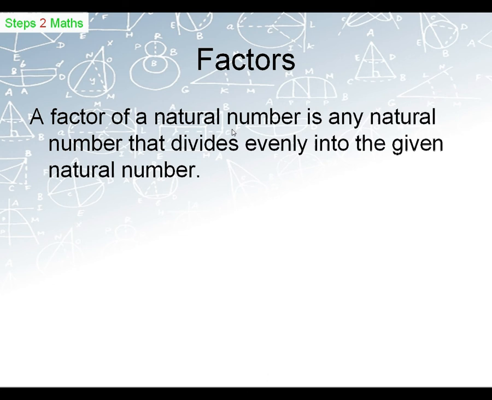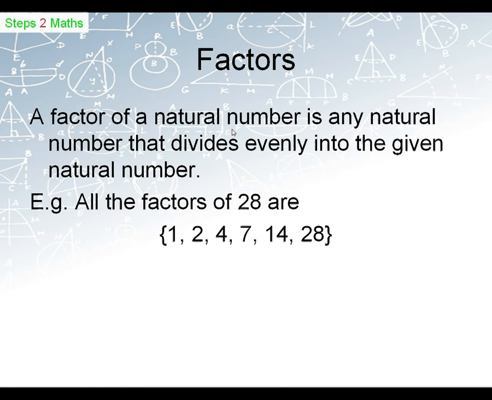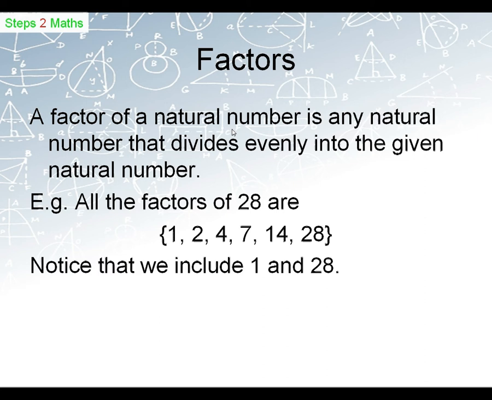What's that mean? So for example, what are the factors of 28? The factors of 28 are 1, because it divides evenly into 28. 2 divides evenly into 28, so does 4, 7, 14 and 28. There are no other numbers that divide evenly into 28, so the set of factors of 28 are 1, 2, 4, 7, 14 and 28. Notice that we include the number 1 and 28. Okay, so 1 divides evenly, so does 28.